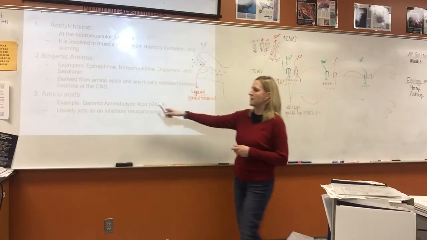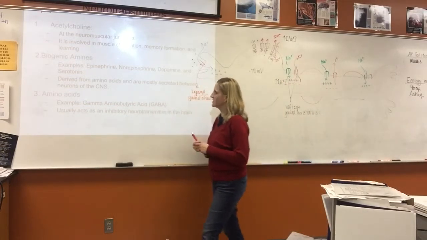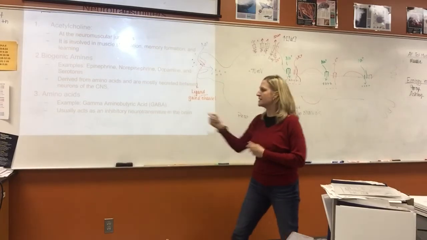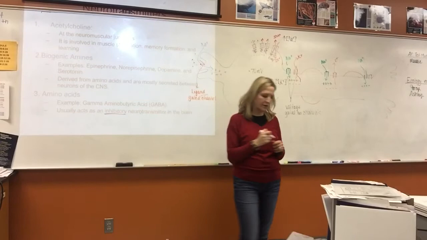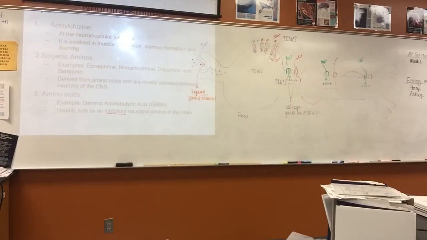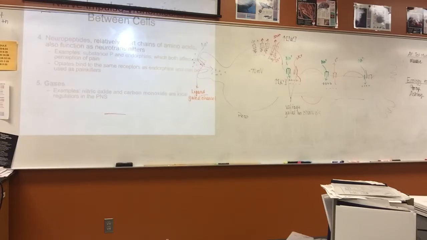And then amino acids, we're going to talk in just a second and give you an example with GABA. Notice here it says an inhibitory neurotransmitter. So this inhibits certain neurons in the brain, and we're going to look at serotonin and GABA and see how they affect the brain and affect mood here in a second.